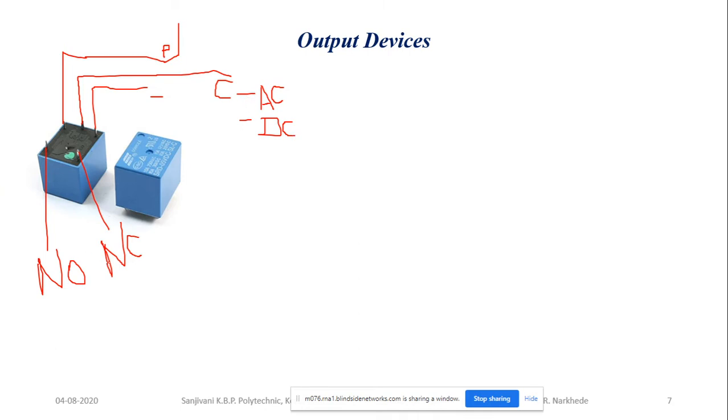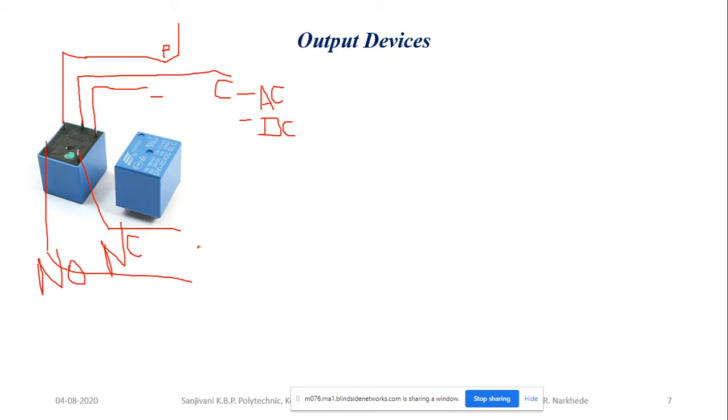Okay, so this common terminal is connected to any one voltage level as per the requirement of your application. And whatever device you want to control with this should be connected to either NO or NC. So if I want to turn off the device when the relay triggers, when the triggering pulse is given to the relay, then I have to connect it to the NC terminal. But if I want to turn on the device when the relay is triggered, I need to connect it to the NO terminal.